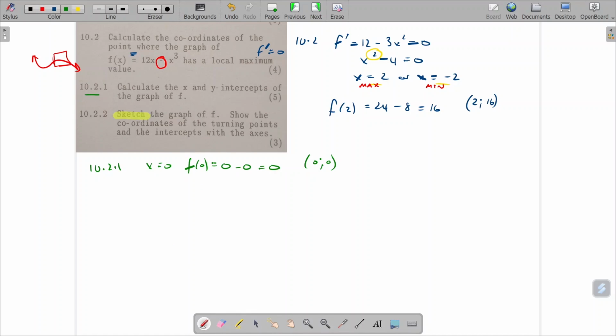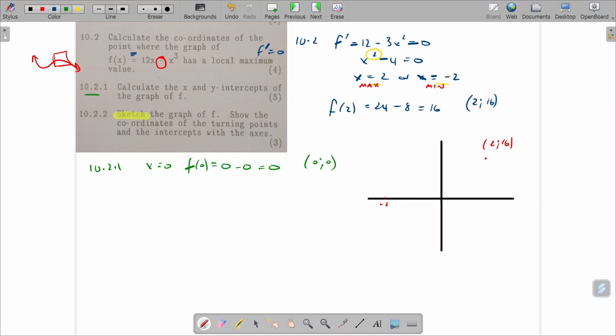So we may as well start putting the values in as we are working, because it helps us with our thinking. We know that this function is going to have a turning point, a local maximum, over here at 2 and 16. We know it is going to have a minimum over here at minus 2, but we need to just keep track of that because that's not actually an x cut.